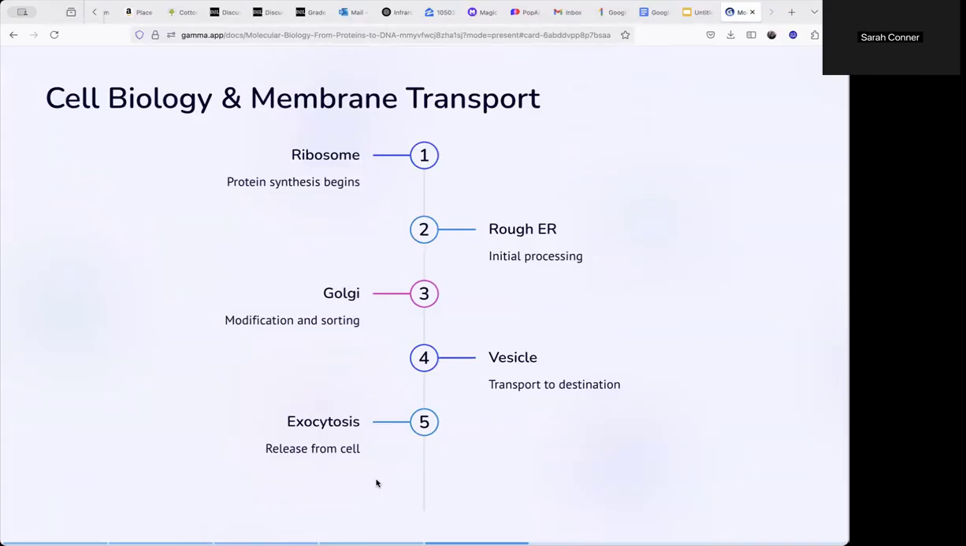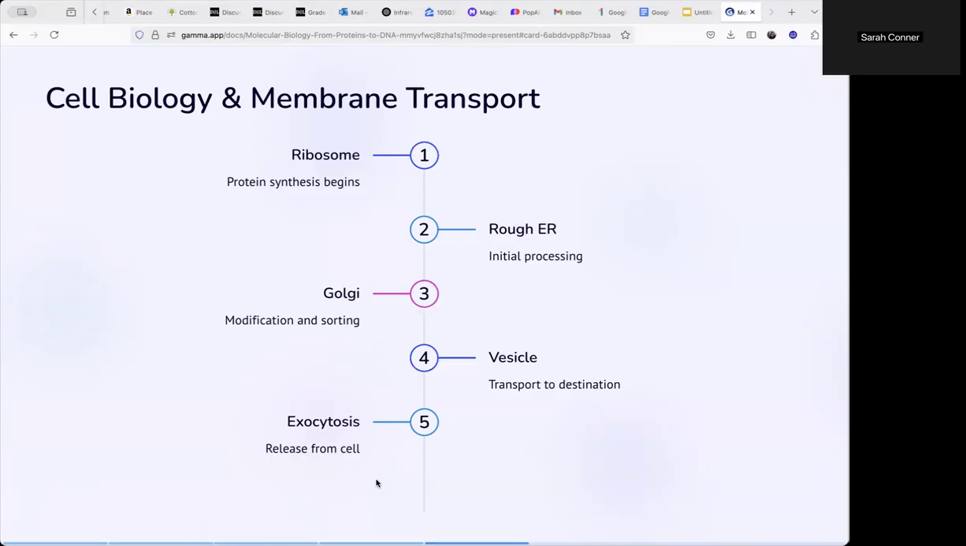When we're looking at membrane transport, there are several different things to remember here. As far as the actual transport cell biology, we have ribosomes that are made in the endoplasmic reticulum, the rough ER, for initial processing. So remember, the rough ER has ribosomes on it. And then that is sent in a vesicle and given to the Golgi apparatus, which is the Amazon of the cell for modification and sorting.